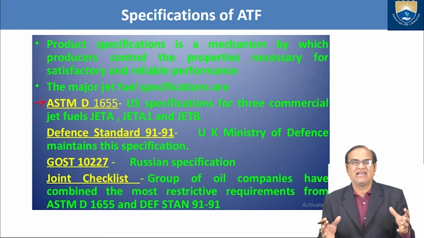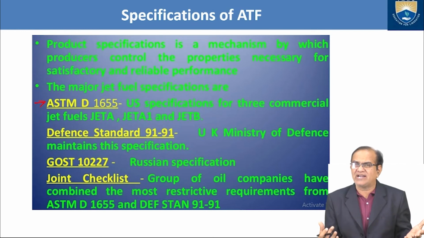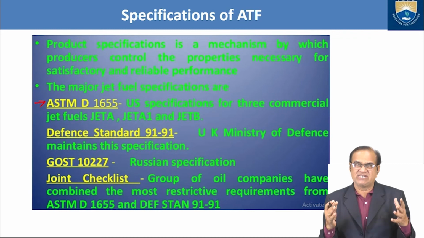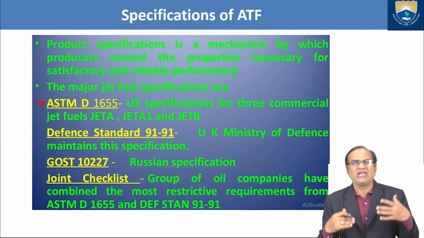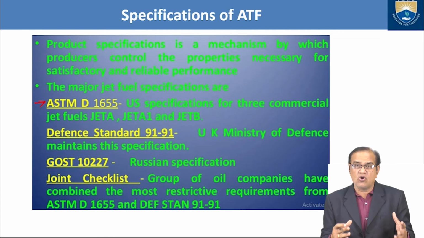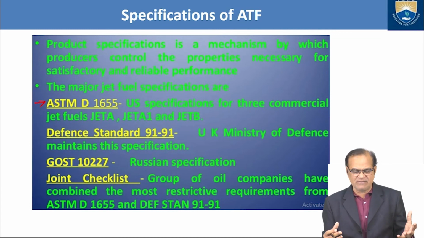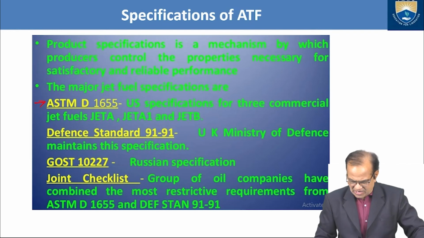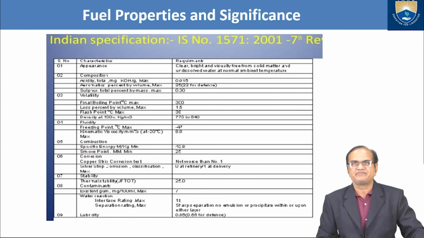If anyone says ASTM D1655, you should understand that this is the US specification, and in this we have Jet A1, Jet A and Jet B. If anyone says Defense Standard 91-91, then it is the UK Ministry of Defence specification, and it has the equivalent of ASTM D. The third one is GOST, the Russian specification, and then we have the joint checklist from oil companies, who produce as per both ASTM D1655 and Defense Standard 91-91.